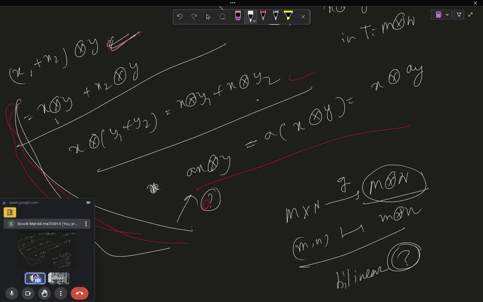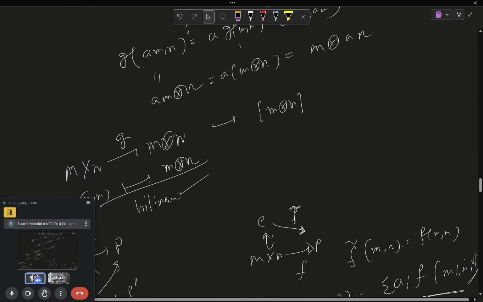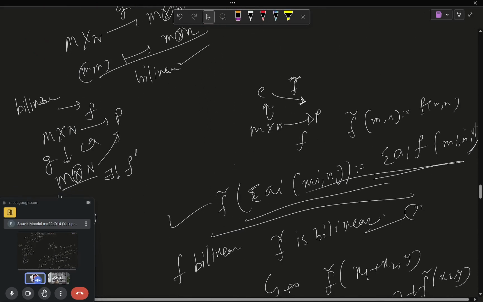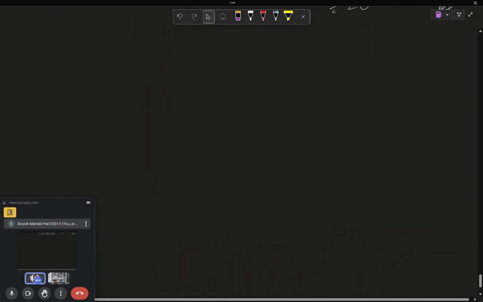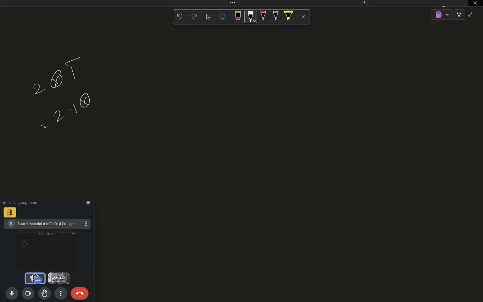Yes, we have to use that property: a x tensor y is equal to a tensor of x and y. Right. Correct. So 2 tensor 1 bar is nothing but 2.1 tensor 1 bar. Yes. Okay, kindly wait. Actually, back up a moment.